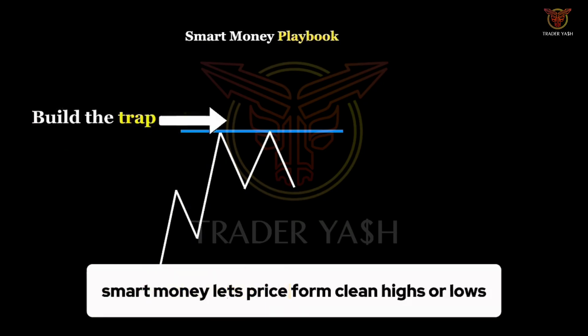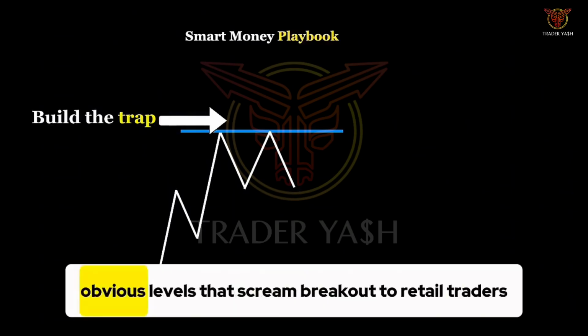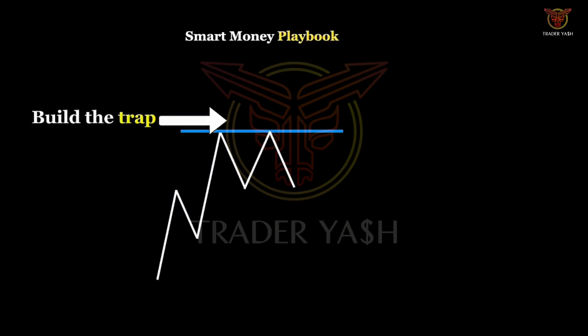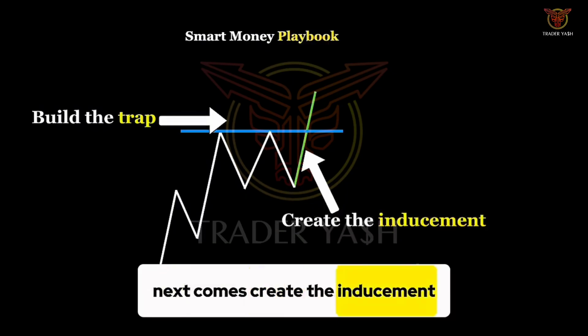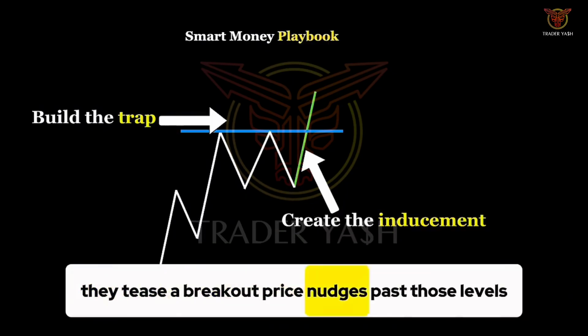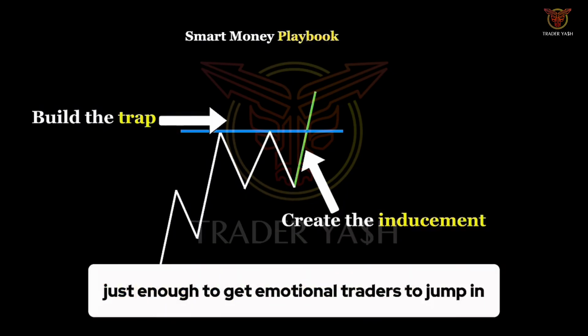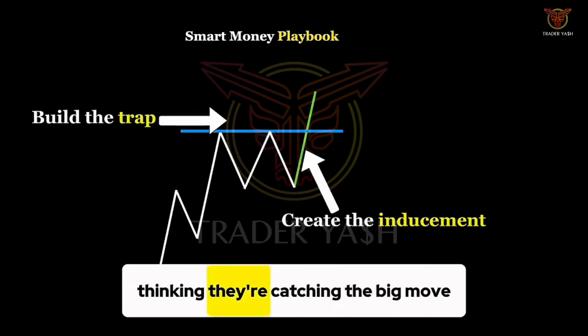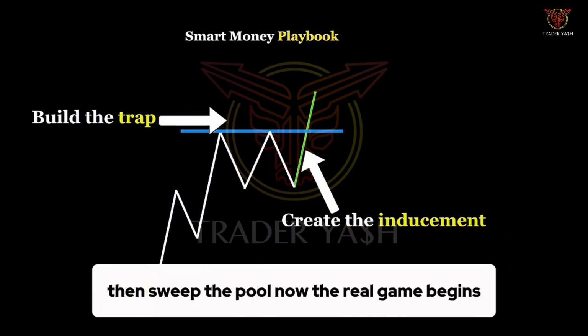Smart money lets price form clean highs or lows, obvious levels that scream breakout to retail traders. It's all part of the setup. Next comes create the inducement. They tease a breakout. Price nudges past those levels just enough to get emotional traders to jump in, thinking they're catching the big move. Then sweep the pool.